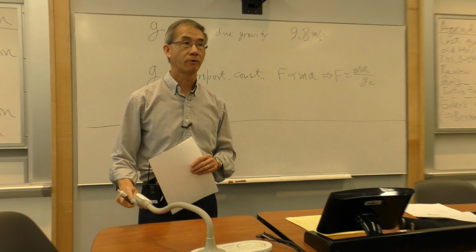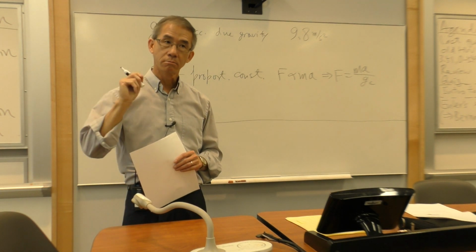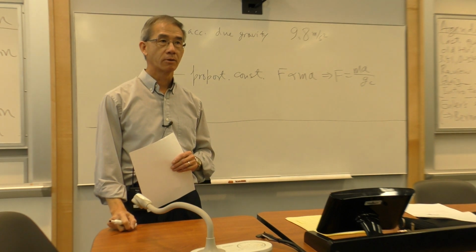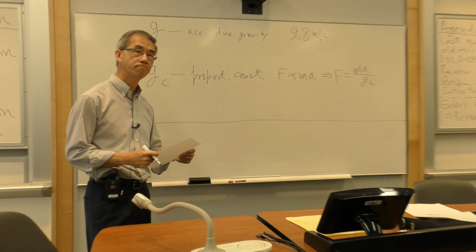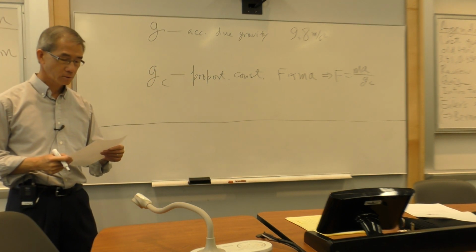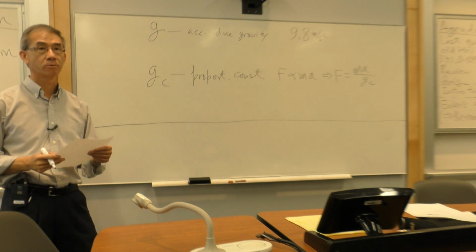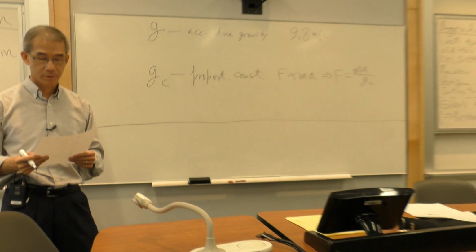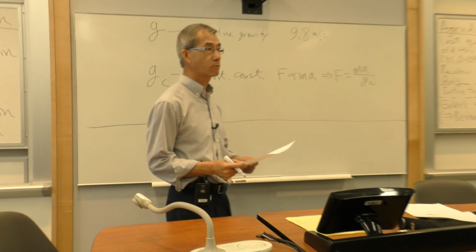So what's G sub C for SI unit? 1. What's G sub C for English? 32.2, with the appropriate unit. Right? And that's what we have done for the last quiz. So if you have done it, you know how to handle G and G sub C. Okay? Any other question? Yes?